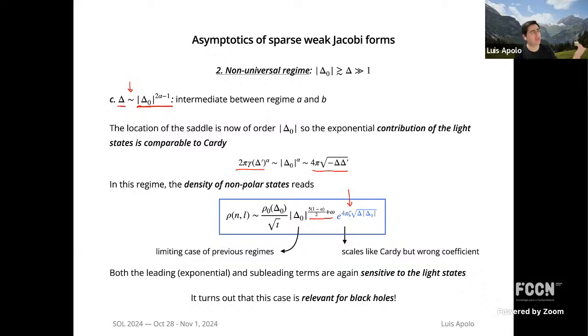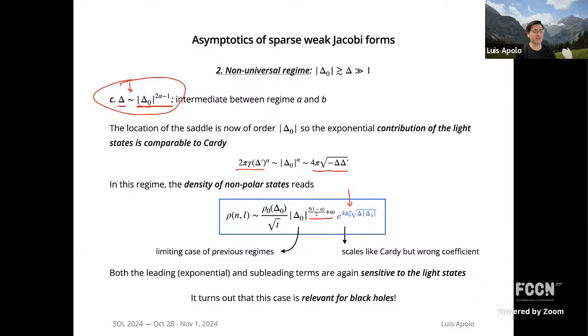So in the limit where delta naught is much greater than 1 and delta scales as written up here, this zeta will be something that depends on alpha and on ratios of these variables. That is not universal, okay? It scales like Cardy, but it's not quite Cardy.